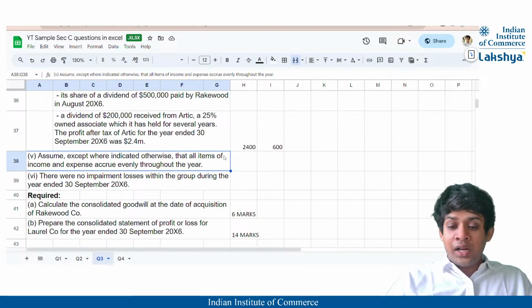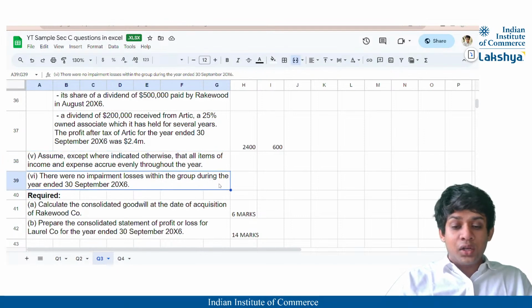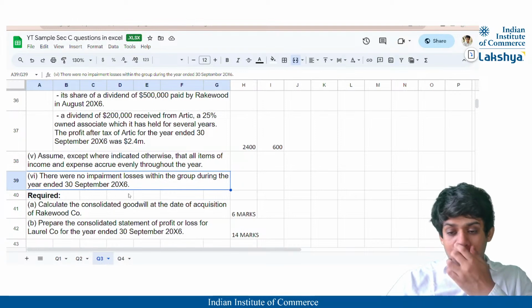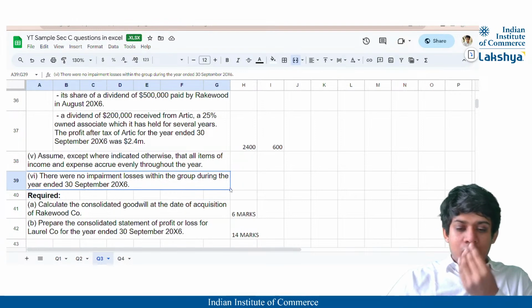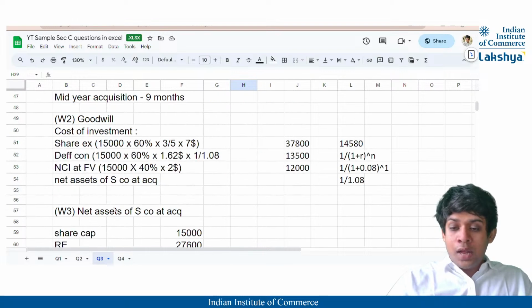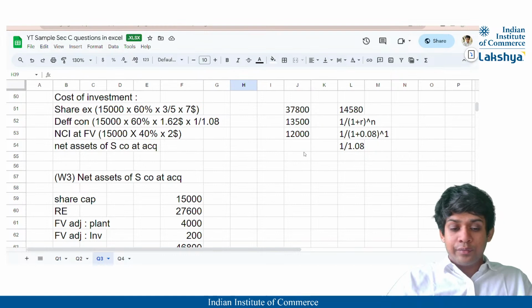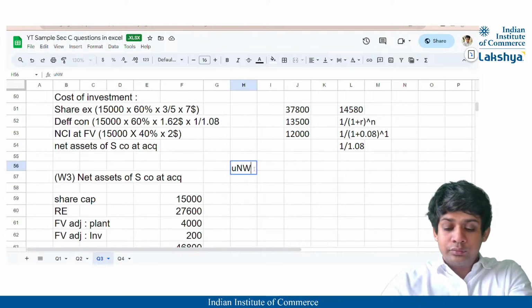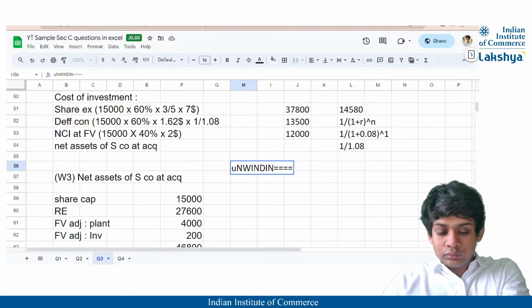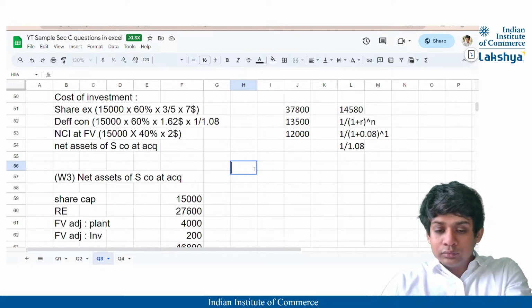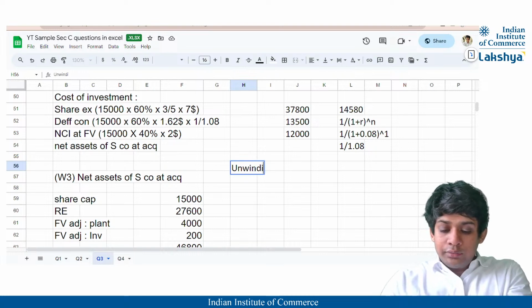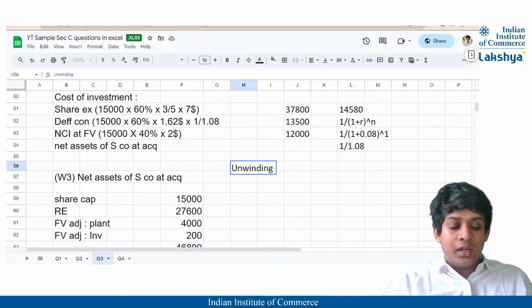Then assume, except where indicated otherwise, that all items of income and expenses accrue evenly throughout the year. And there were no impairment losses within the group during the year ended 30th September 2006, so we do not have to charge any impairment to goodwill. But I think I forgot one thing to do, that is unwinding. I'll do the unwinding this side. I hope it will be visible for you all.